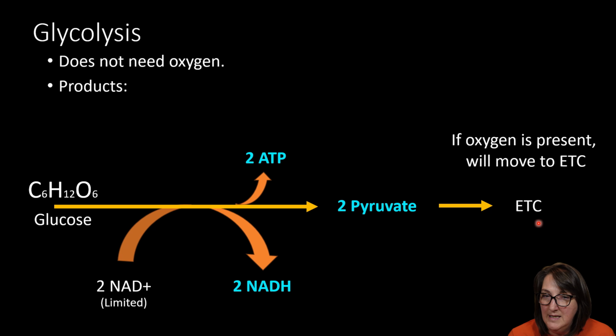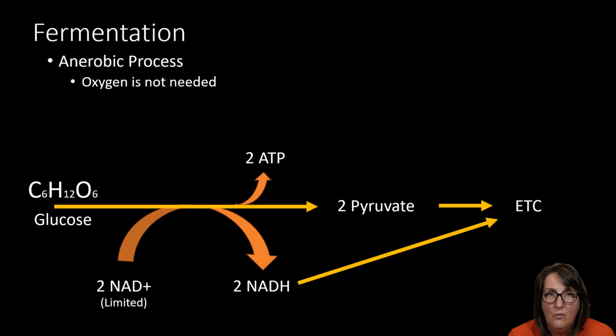And if I move to the ETC, this NADH is also going to go to the ETC. But what happens if I don't have oxygen? Remember, the ETC shuts down and then everything else behind it shuts down too. So we have what's called an anaerobic process.